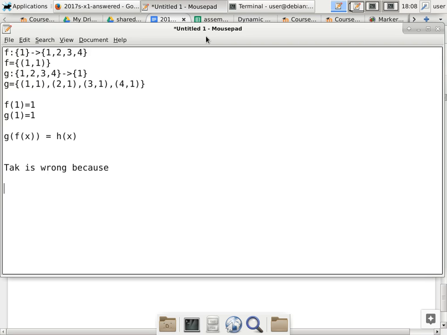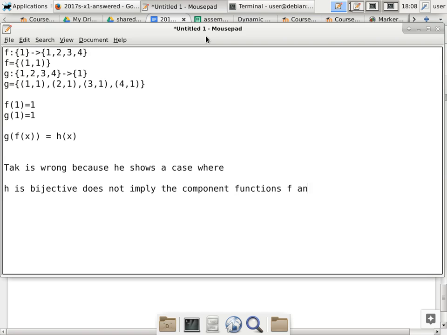Because in this case, the tag is wrong, because he shows a case where H is bijective. Are there any questions about whether H is bijective or not? H is clearly bijective because the domain has one element. The codomain of H also only has one single element. So it has to be bijective, okay? That does not imply the component functions G and F are bijective.